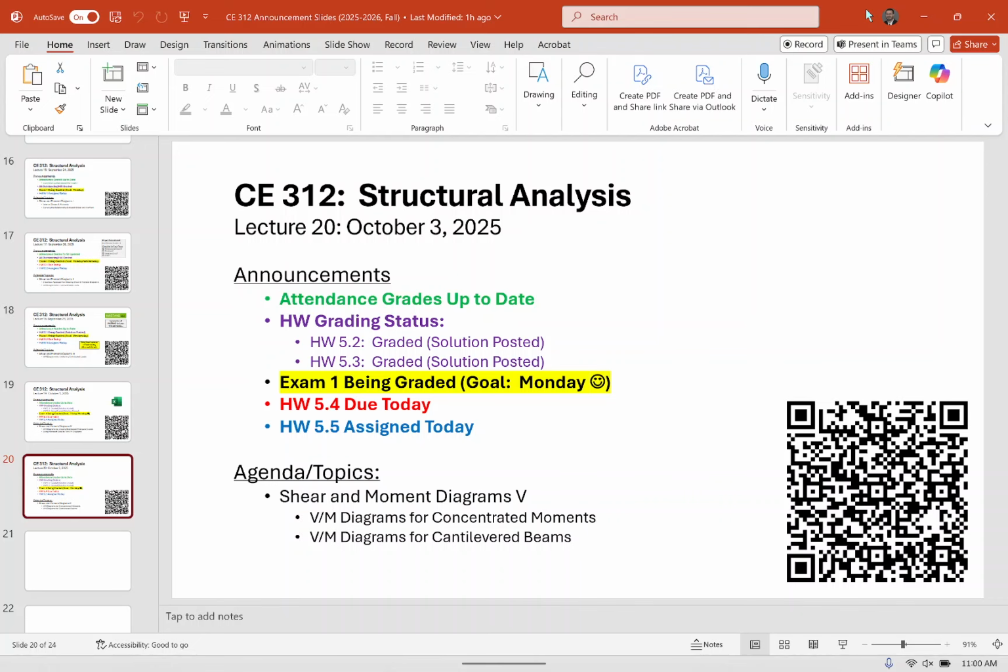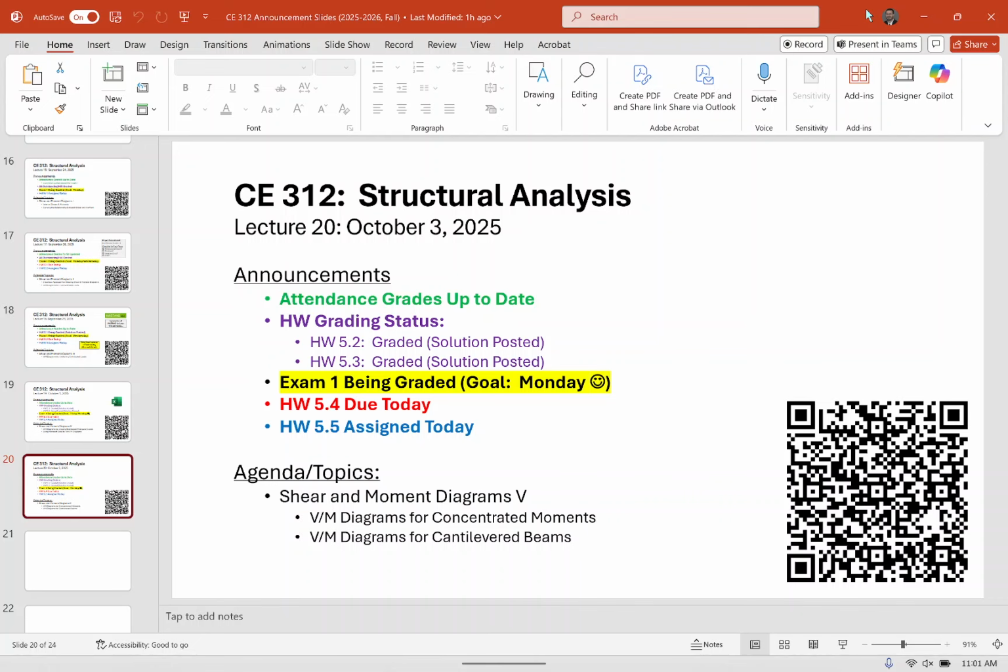How did homework 5.4 go? I'm just curious. That was the last shear and moment diagram assignment. The Excel one. I'm hoping it should have been easier than what we did in class.